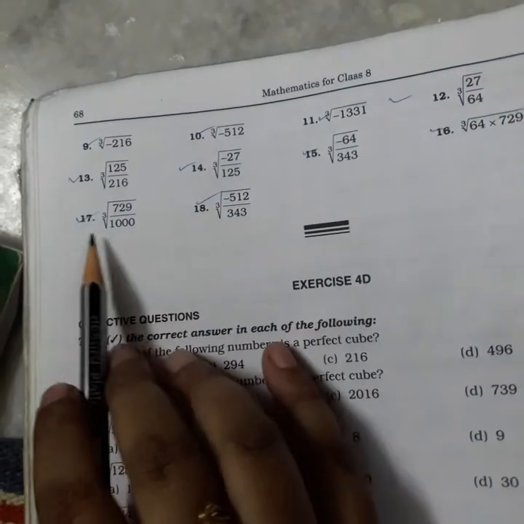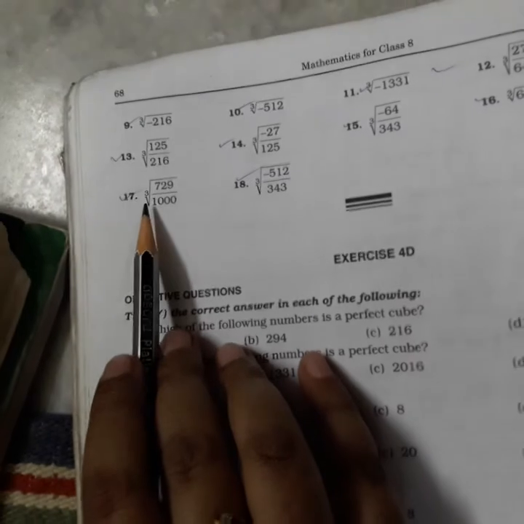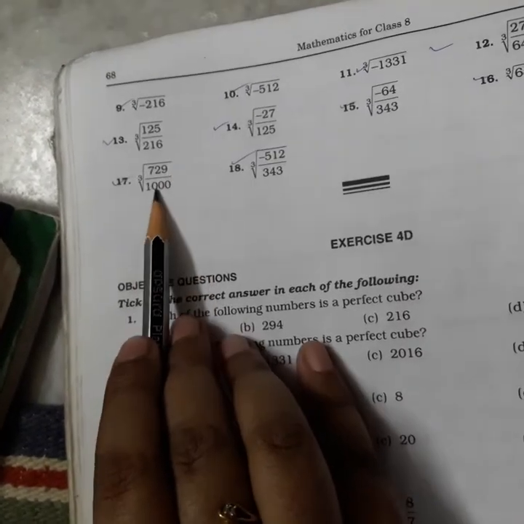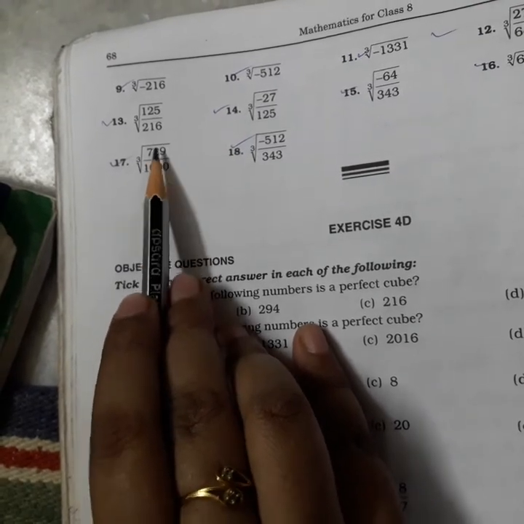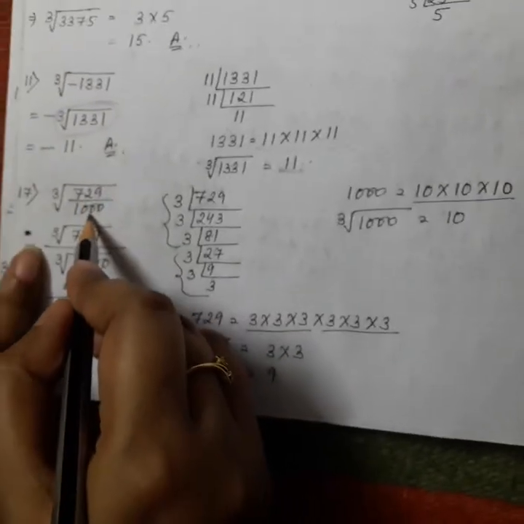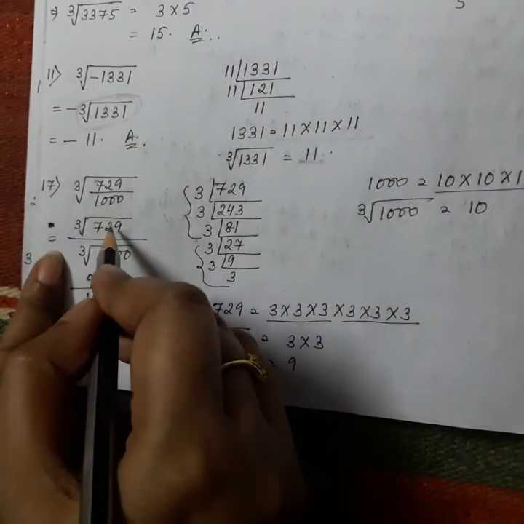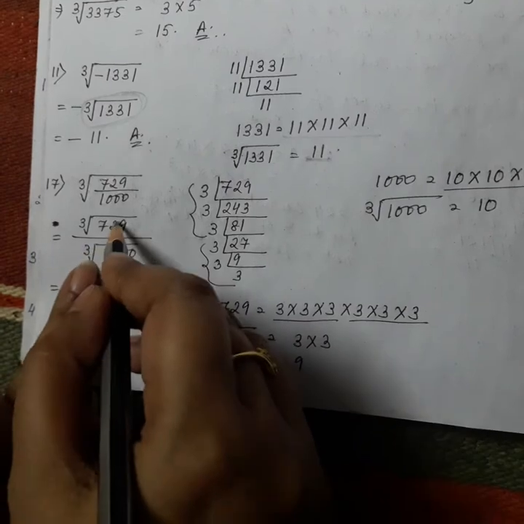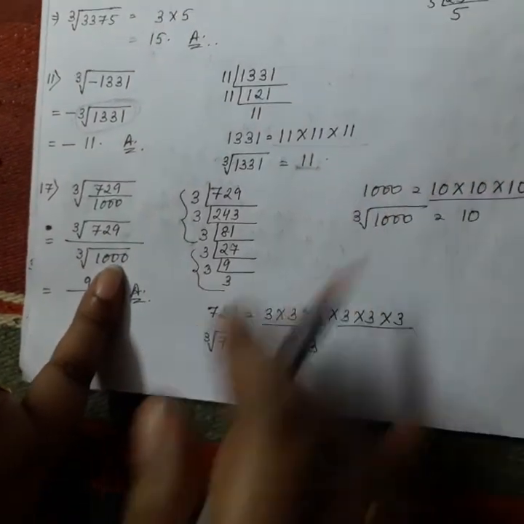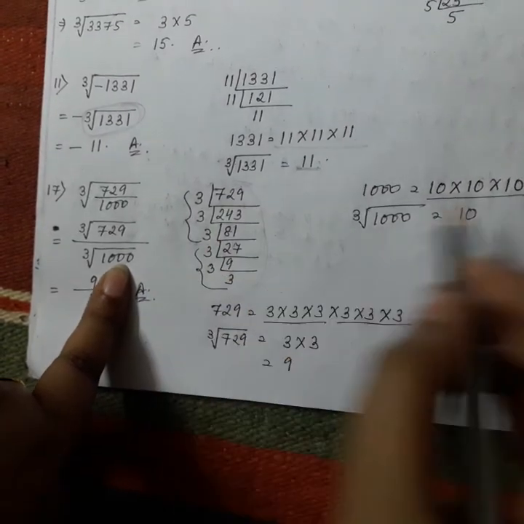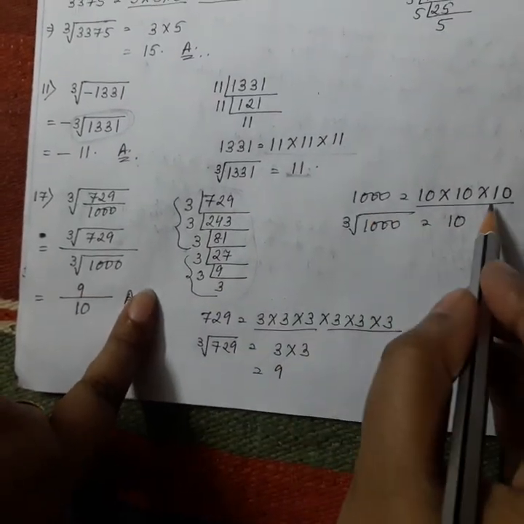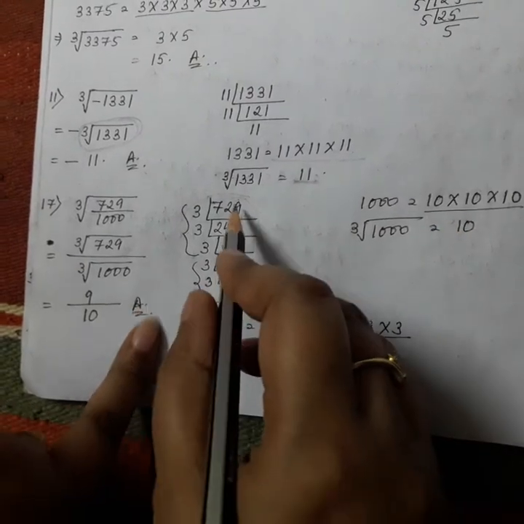Then question number 17. Question number 17 is also another pattern: the cube root of this by this. That means this is in the form of the cube root of a by b. So the cube root of a by b, how will we solve it? We know the formula: the cube root of a by the cube root of b. So we have to find the cube roots separately. First, for 729 we have done the prime factorization, and for 1000 we have not done it, we have done it directly. So first I am explaining this.